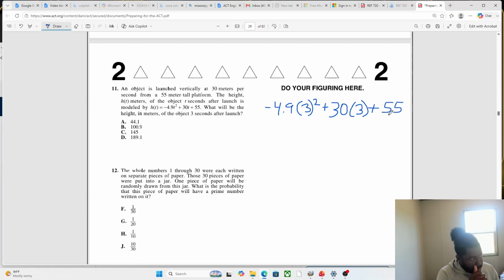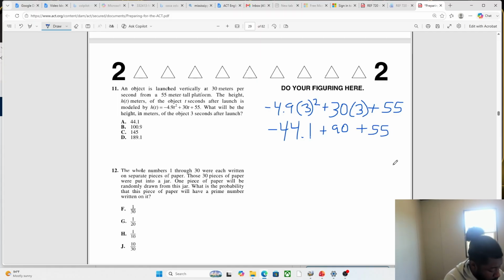55. Okay. So before I start solving, sometimes the problem will give you all these extra numbers, but take it sentence by sentence and see what you actually need. So it'll be negative 44.1 plus 90 plus 55. So plus 90 plus 55. So you should get 100.9.